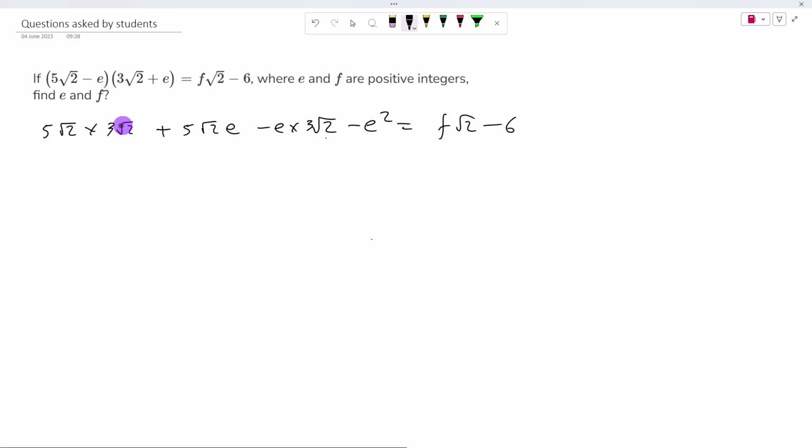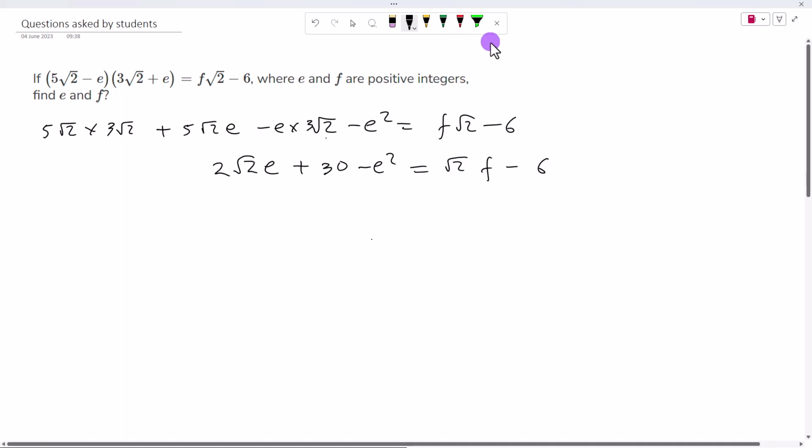Let's tidy up this side. So 5 times 3 is 15. Root 2 times root 2 is 2. 2 times 15 is 30. I'm just going to hold that to one side because I'm just going to do this third bit. I've got 5 root 2e and 3 root 2e, but take one away from the other, and I'm left with 2 root 2e. And then I had the 30 from here minus e squared. And you'll see why I've grouped those two together. And I'm going to put the root 2 in front of the f and the minus 6.